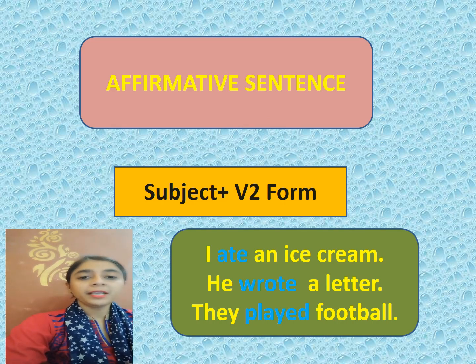Children, to make an affirmative sentence in present tense, we use the subject with the verb's first form. But to make an affirmative sentence in past tense, the subject is followed by the verb's second form, that is the past form. There we have written I eat an ice cream. Here it is written I ate an ice cream. He wrote a letter. They played football. Ate, wrote, played are V2 forms of the verbs.